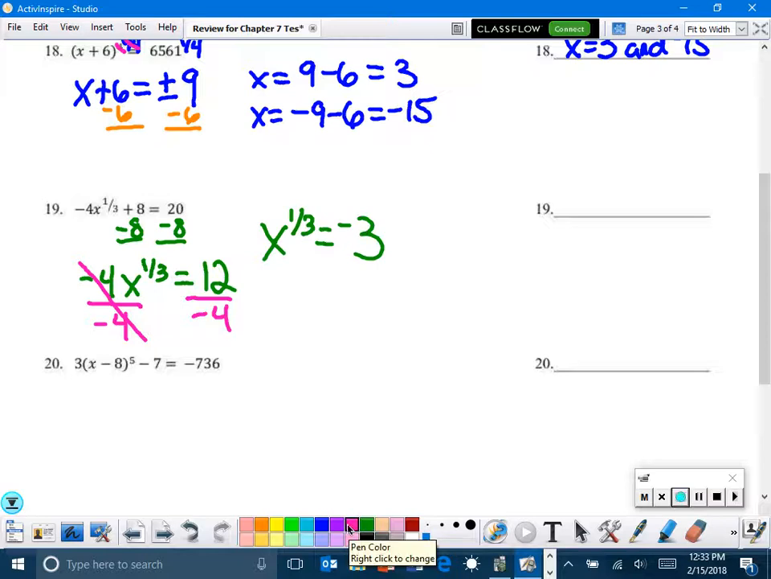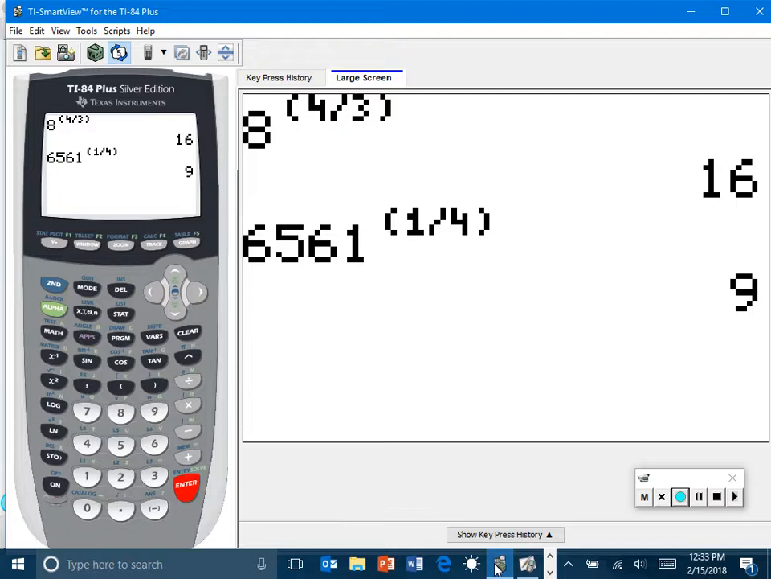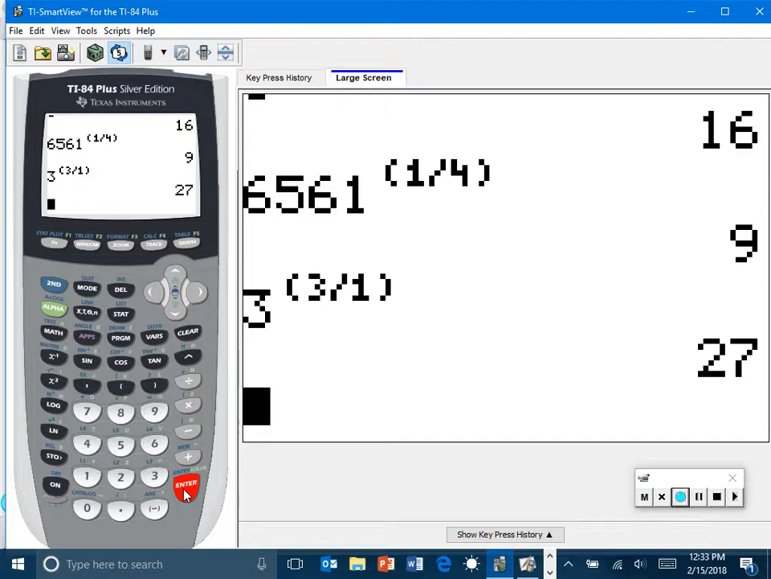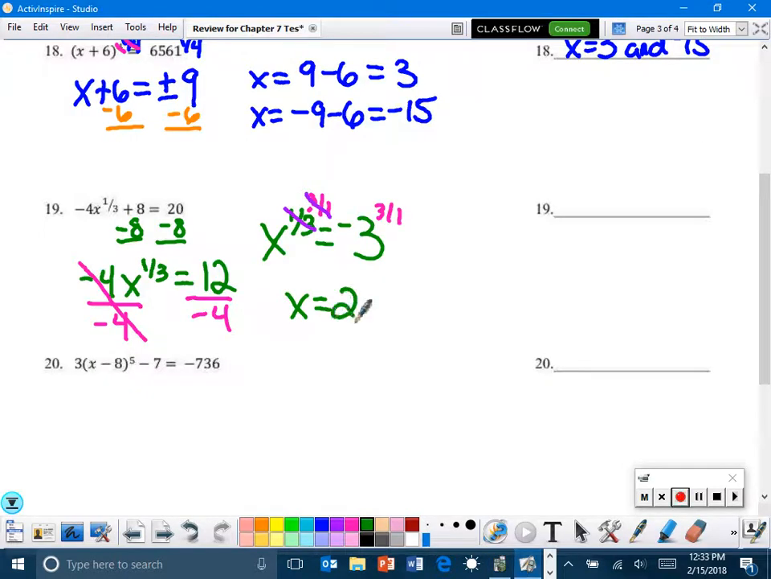Now, to get rid of the 1/3, we're going to multiply by 3 over 1. The 1/3 and the 3 over 1 cancel each other out. If you need to, you can use your calculator. We've got negative 3 to the 3 over 1. Technically, you don't need to put it over 1, but we can, and we get negative 27. Now, I did not mention it, but there is only one answer here because the top number is odd. So one answer. So x equals negative 27.